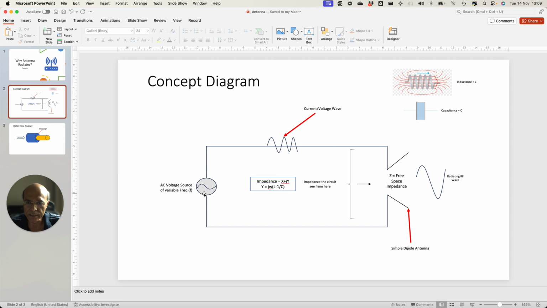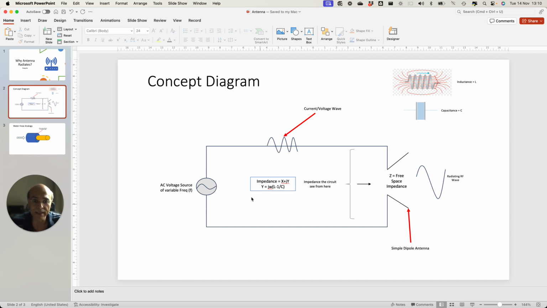So as you change the frequency of this particular generator, the impedance will change. But assume the free space impedance is constant. It may not be constant all the time, but just for the sake of assumption, assume that it does not change with frequency.